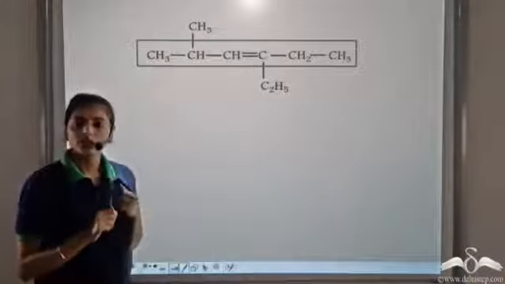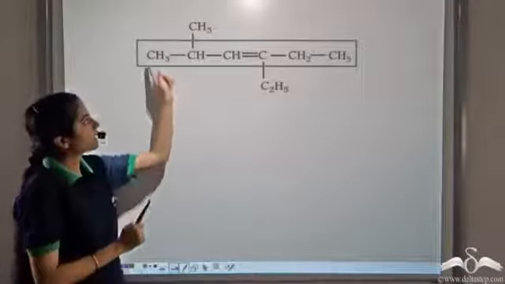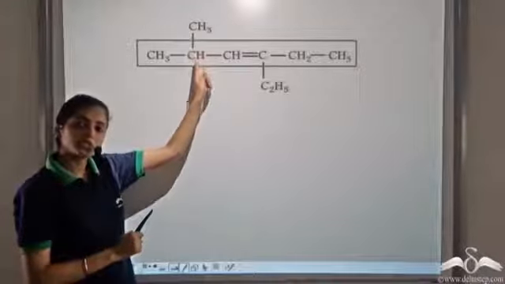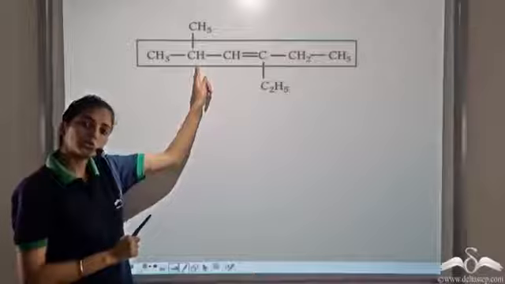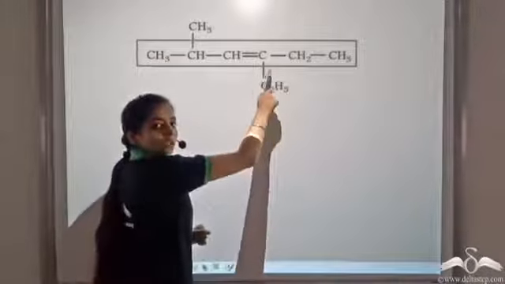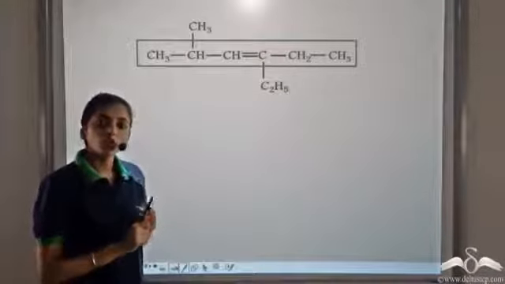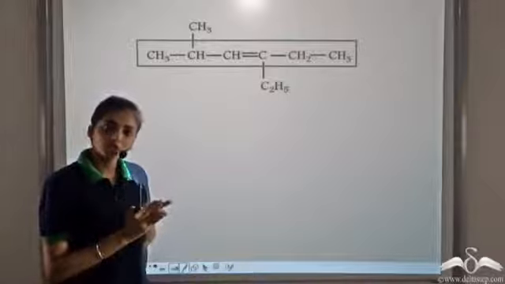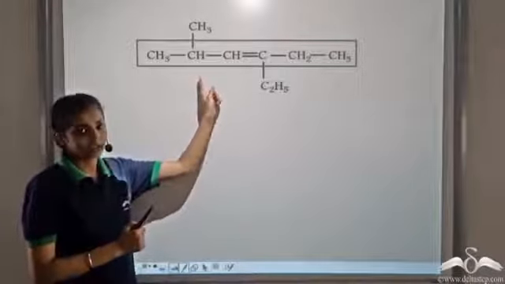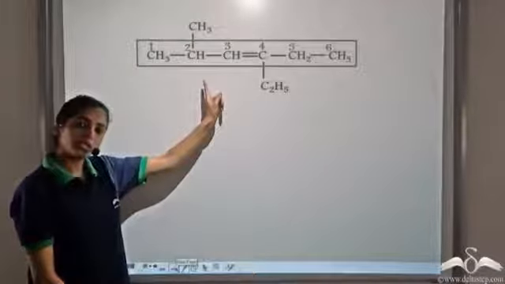So in this case, the functional group is getting the same number. But if we start the numbering from left, 1, 2, the first substituent gets position number 2. If we start the numbering from right, 1, 2, 3, the first substituent gets position number 3. So in order to give the lowest number to the functional group and the substituent, we start the numbering from the left hand side.